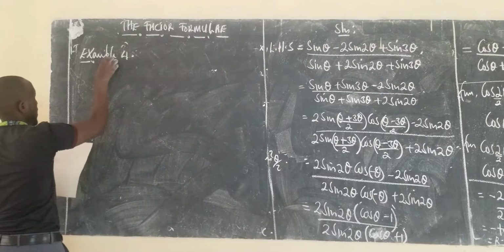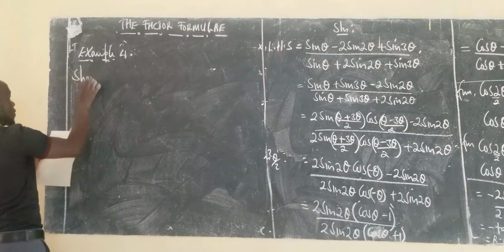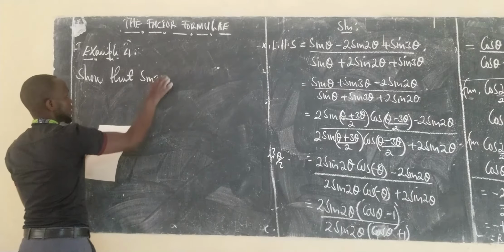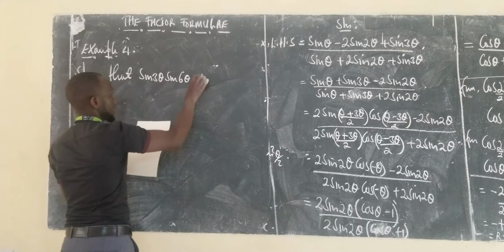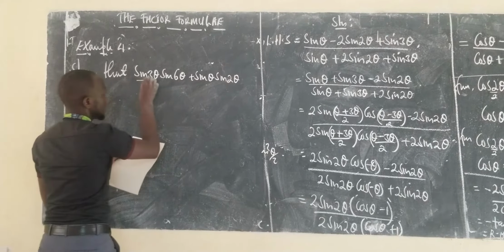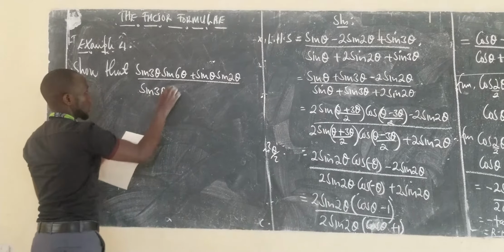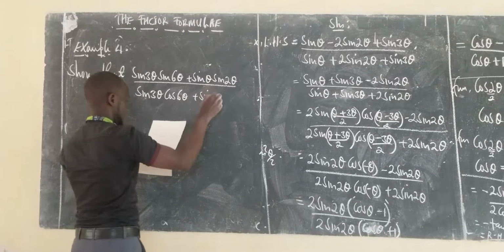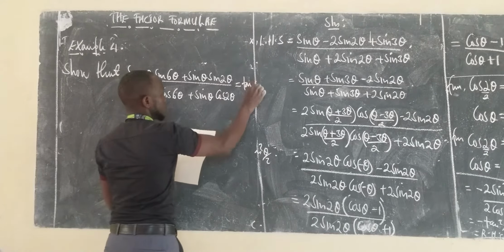For now, show that sine 3 theta sine 6 theta plus sine theta sine 2 theta divided by sine 3 theta cos 6 theta plus sine theta cos 2 theta is equivalent to tan 5 theta.